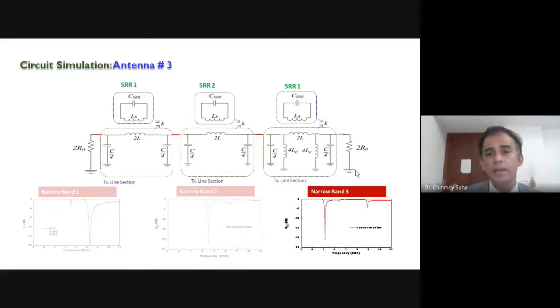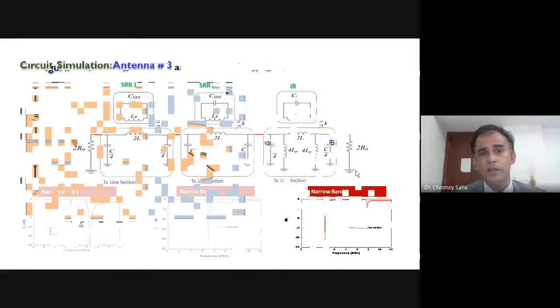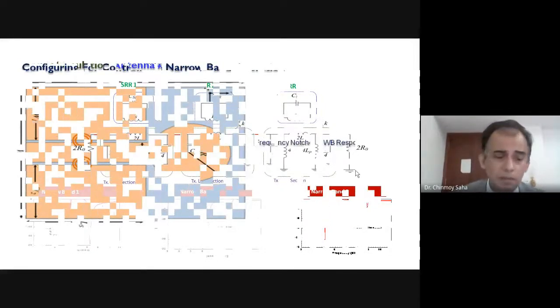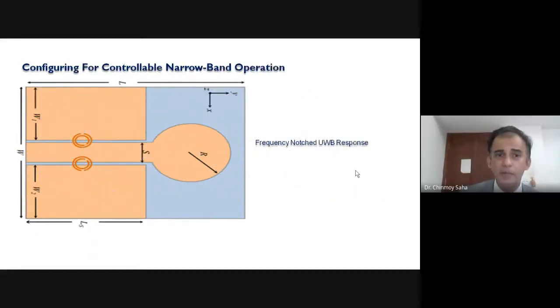So depending on which pair you are actuating, you are actually having narrowband 1, narrowband 2, and narrowband 3 respectively. This is what I wanted to convey. And the summary of this particular information: if you grasp this idea, you can come up with your own design. This configuration where you have SRR loading and of course the CPW monopole is a frequency notched ultra wideband response. Now please look into this area. I'm bringing a pair of switches. When I bring this pair of switches, the same antenna now acts as a narrowband response.